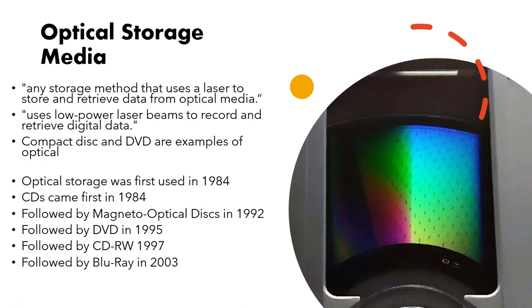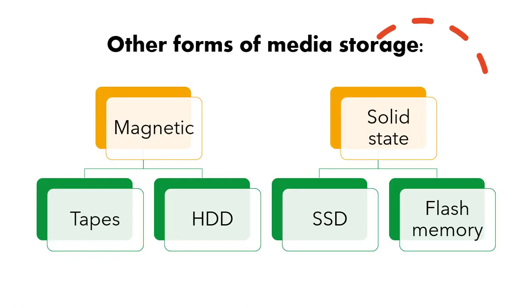And whilst that is your entire lifetime, if you're in my year 12 or year 13 IT class, it isn't that long ago. And so we are still in this dawn of technology storage of data, and we are forever developing. There are two other forms of media storage. There's magnetic media storage, and examples of that are tapes and hard disk drives, and there's solid state storage such as SSDs and flash memory.